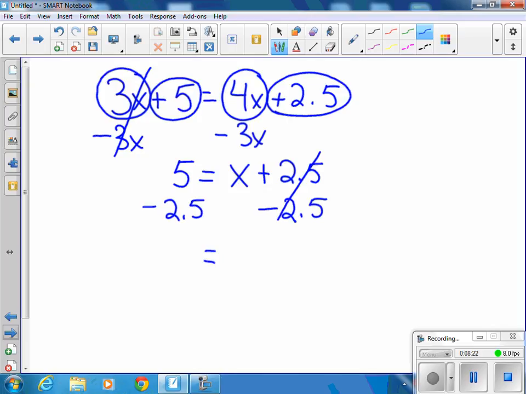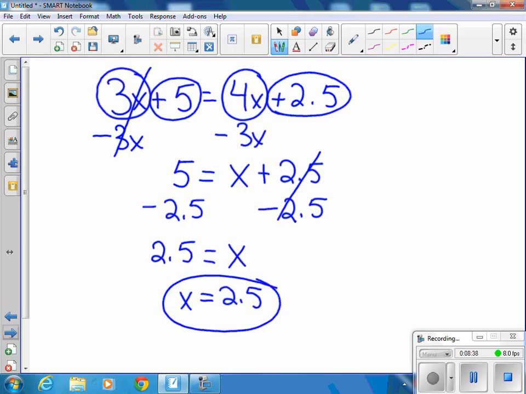This cancels out. I get x here. And 5 minus 2.5 is going to give me 2.5. Again, let's switch it around. So x is first. So x is equal to 2.5.